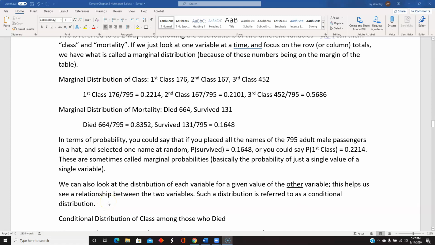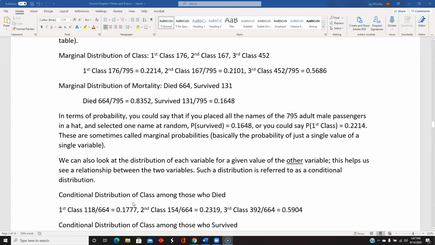It's more interesting, however, to look at the distribution of each variable given a particular value of the other variable. Now, this is a lot more writing, but it's much more interesting, and this helps us determine or investigate relationships between variables, and such a distribution is referred to as a conditional distribution. A conditional distribution of class among those who died.